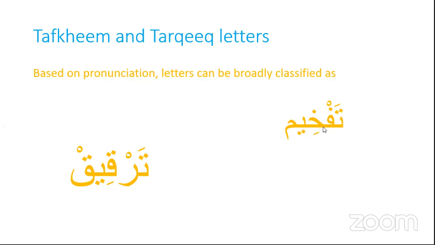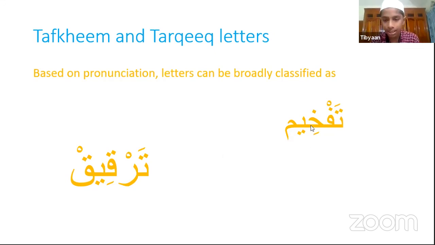There are two words here in Arabic. Many people can read them. We read them as Tafkheem and Tarqeeq. You can see the heading as well. In English, it's written Tafkheem and Tarqeeq letters. So based on pronunciation, letters can be broadly classified as Tafkheem and Tarqeeq. So this is based on pronunciation.